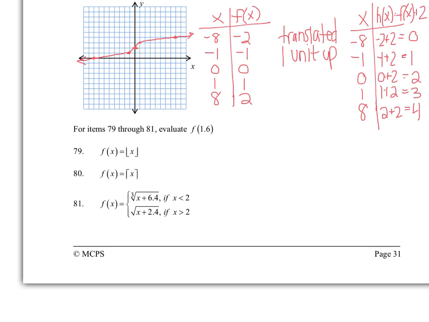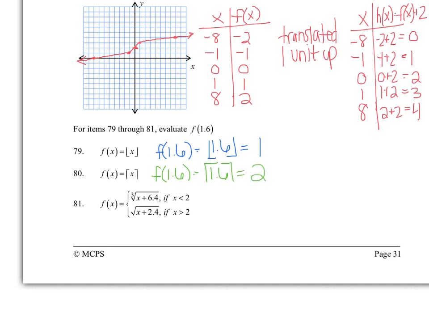For items 79 through 81, evaluate f of 1.6. So for 79, we're going to be taking f of 1.6. So this is going to be the floor function of 1.6, meaning we round down. So 1.6 rounded down goes to 1. For number 80, f of 1.6 is the ceiling function of 1.6, meaning it rounds up, and 1.6 rounds up to 2.